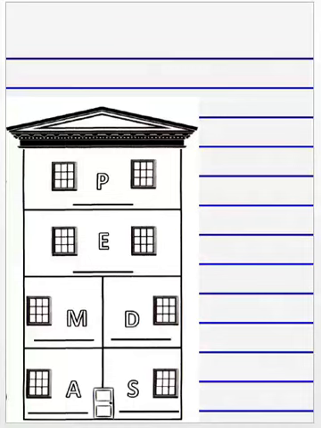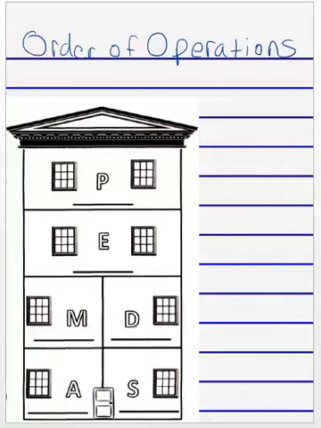So that will be the title of our paper: order of operations. And operations are actually addition, subtraction, multiplication, and division. Those are just the things that we can do with numbers. So let's write that as our title, order of operations. As I said, operations are just addition, subtraction, multiplication, and division. Operations are the things that we can do with numbers.